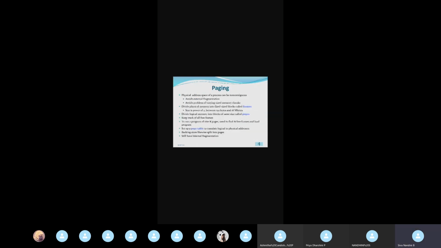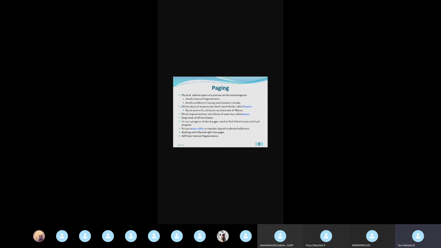Next, for example, to run a program having n pages, we need to have n free frames. Only then can we load the whole program into the memory. For running a program of n pages, we need to have n free frames. For this also we are having a page table.